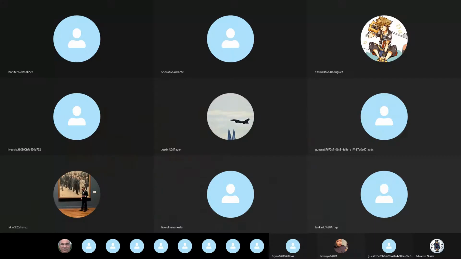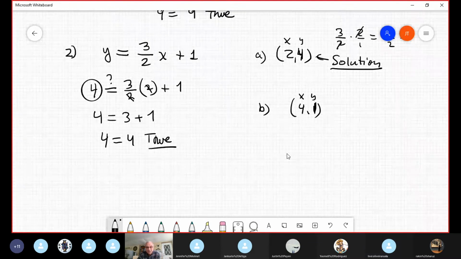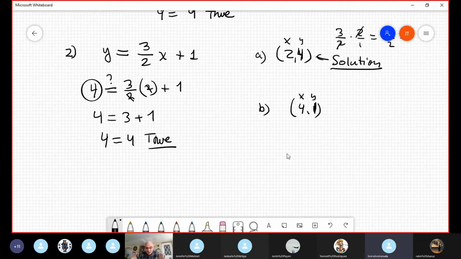comes from exactly the same you see in the test. You have a linear equation, you have a point, and you verify whether it is a solution or not. This is the review, and the test is very, very similar to the review.